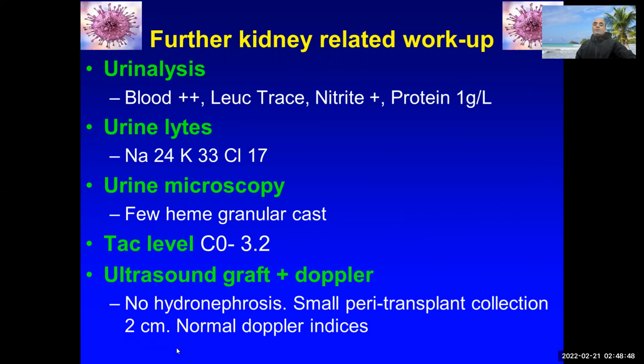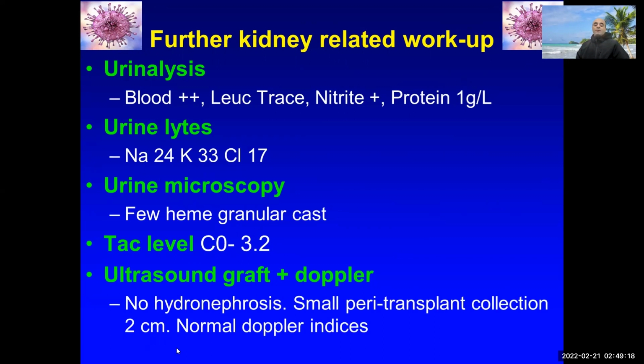Further kidney-related workup: urinalysis blood positive, leukocyte negative, nitrite positive, protein 1 gram. Urine lytes: sodium 24, potassium 33, chloride 17. Urine microscopy shows a few heme granular casts. Tacrolimus level C0 is 3.2, which is a little bit low, so maybe a risk of rejection also.